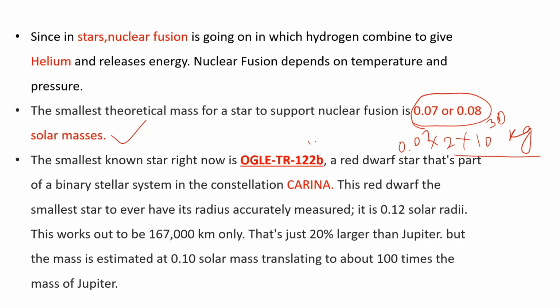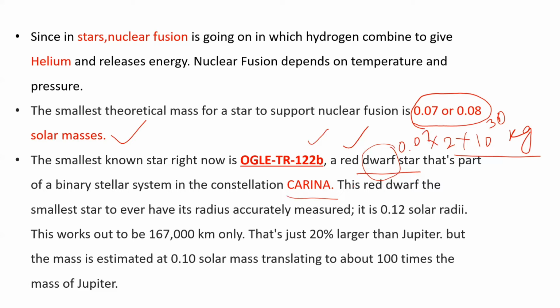OGLE-TR-122b, which is a red dwarf star. Red dwarf means a small star whose color is red. It is a main sequence star. It's part of a binary stellar system. Binary means two stars revolving around each other, in the constellation Carina. The Carina constellation can be seen in the southern hemisphere of our Earth.